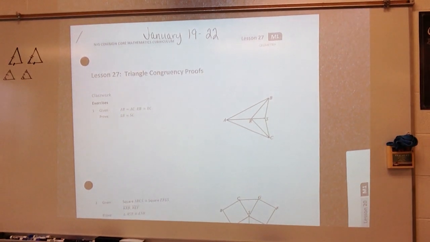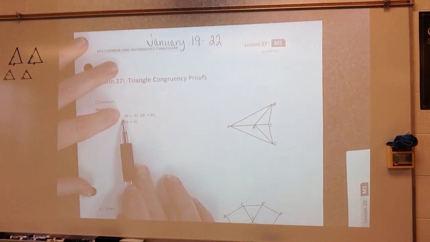All right, January the 19th through the 22nd. We're going to be looking at lesson 27. Our goal for today is to take everything that we've learned in the last 4 lessons and to apply it in proofs. So let's go ahead and get started with this.